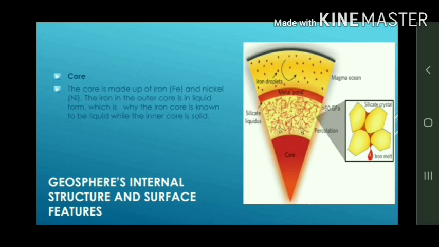So what is the core? The core is made up of iron and nickel. The iron in the outer core is in liquid form, which is why the outer core is known to be liquid, while the inner core is solid. The inner core is solid because it's made of very dense, heavy material like iron and nickel. Even though it is very hot, these materials don't melt very easily, so they stay solid.